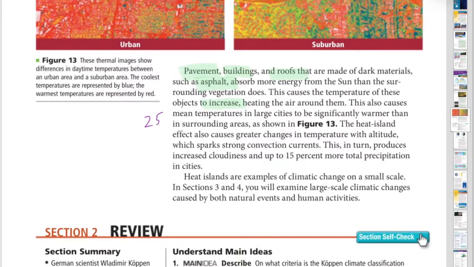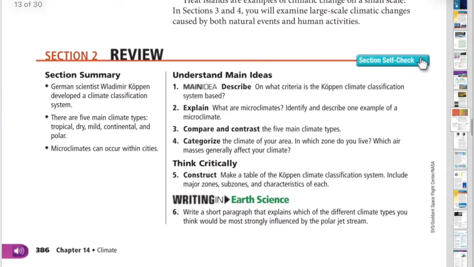The heat island effect also causes greater changes in temperature with altitude, which sparks strong convection currents. This in turn produces increased cloudiness and up to 15% more total precipitation in cities. So in cities, there is increased cloudiness and there is more precipitation. Heat islands are examples of climatic changes on a small scale. In sections 3 and 4, we'll examine large-scale climatic changes caused by both natural events and human activities. So I'm going to go back real quick to these convection currents here. And that gets us to the review questions.